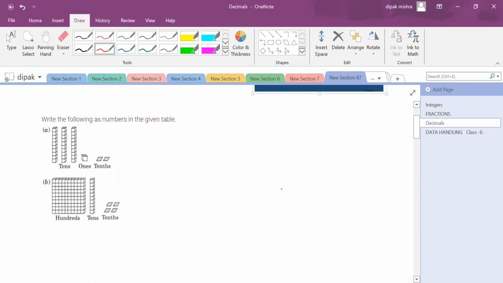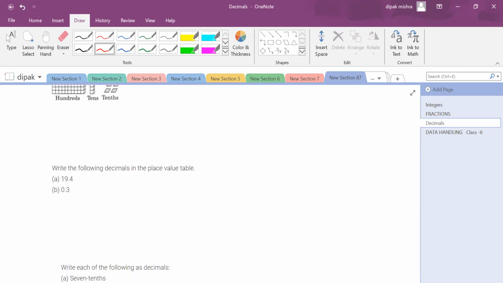Write the following as numbers in the given tables. So how many tens are there? Tens are how many? 3, right? Then ones are 1, and tens are 2. So tens are 3, ones are 1, and tens are 2, right? And hundreds are zeros, obviously. In the second one, the hundreds is 1, the tens is 1, ones is 0, and the tens is 4. So 1, 1, 0, 4. This is how you write it: hundreds, tens, ones, and tens.